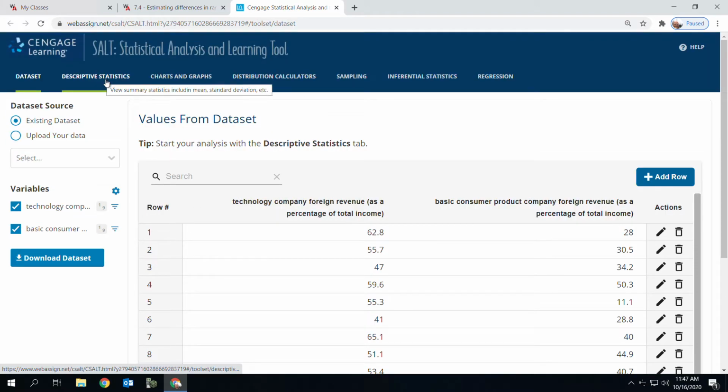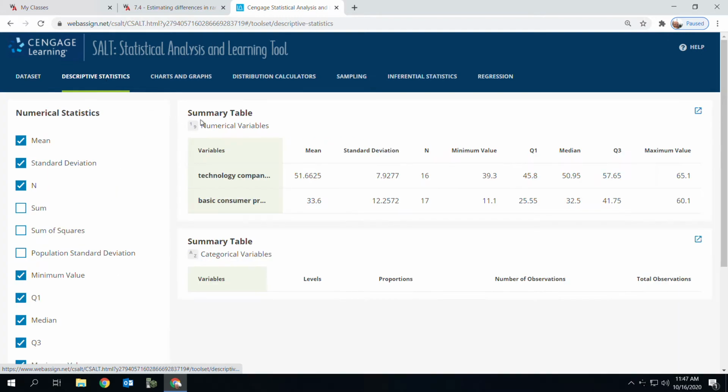We're going to go to descriptive stats. Okay, so group 1, X1 bar is 51.6625. I'm going to write this down for convenience. S sub 1 is 7.9277.